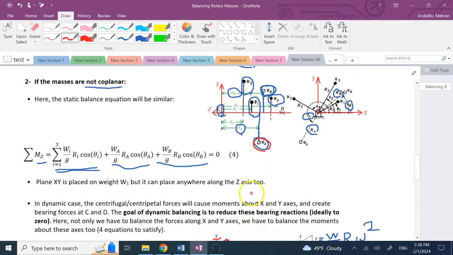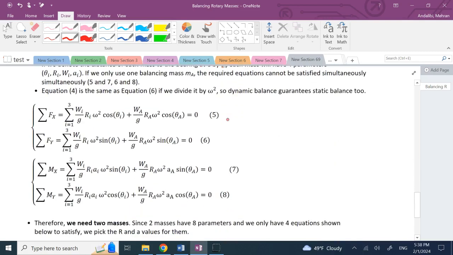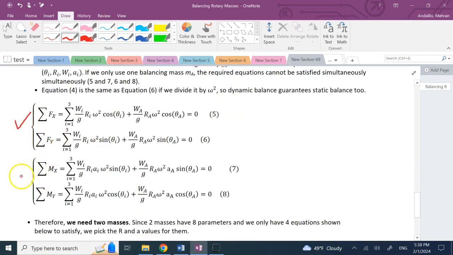So what equations did we want for dynamic stability? One is total force in the xy plane along x and y equals 0. The other one is, if this xy plane is placed at bearing C, then total moments of these forces for x-axis and y-axis also equal 0. So these are those 4 equations that you need to satisfy now.